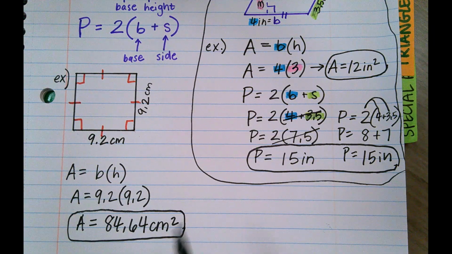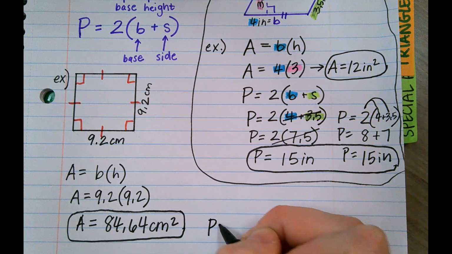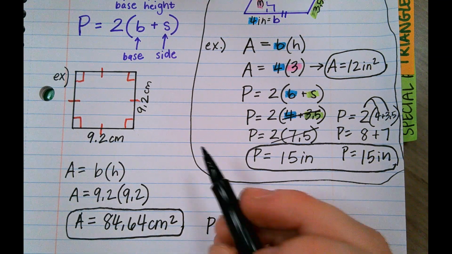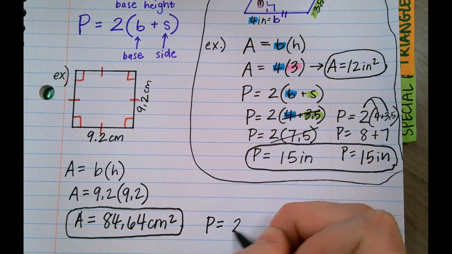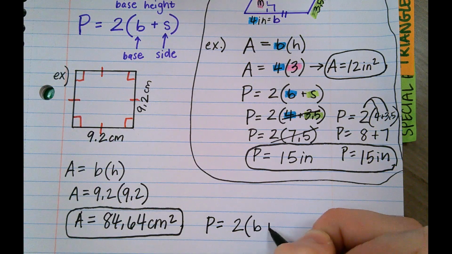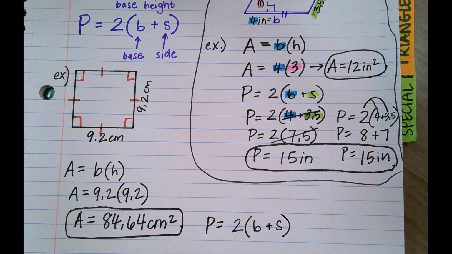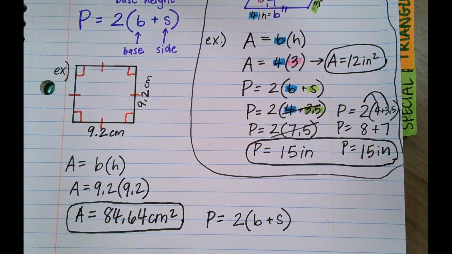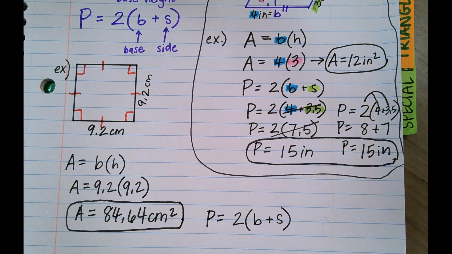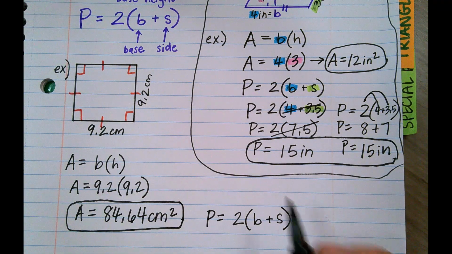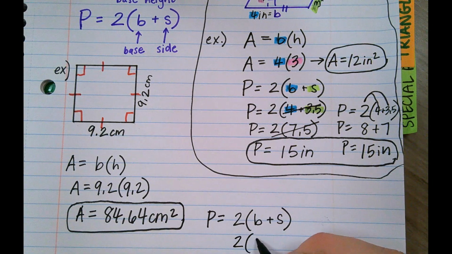Times base plus 2 times base plus side. Yeah, 2 times the base plus the side. What's my base? What's my side? 9.2 and 9.2. My side length is the same as my height here. So 2 times 9.2 plus 9.2.